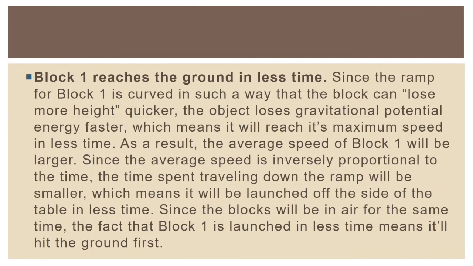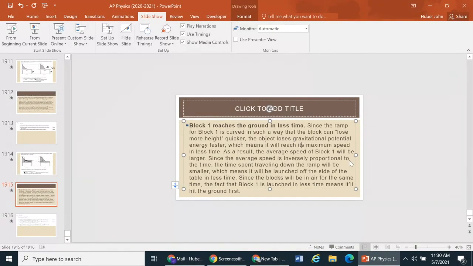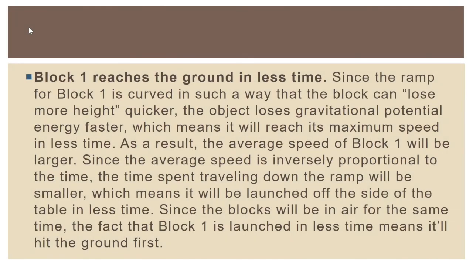I wrote here, block 1 reaches the ground in less time. Since the ramp for block 1 is curved in such a way that the block can, quote, lose more height quicker, the object loses gravitational potential energy faster, which means it will reach its maximum speed in less time. As a result, the average speed of block 1 will be larger. Since the average speed is inversely proportional to the time, the time spent traveling down the ramp will be smaller, which means it will be launched off the side of the table in less time. Since the blocks will be in the air for the same time, the fact that block 1 is launched in less time means it'll hit the ground first.